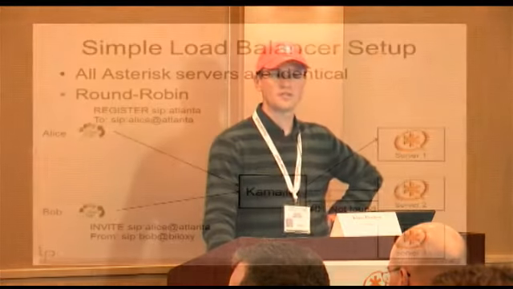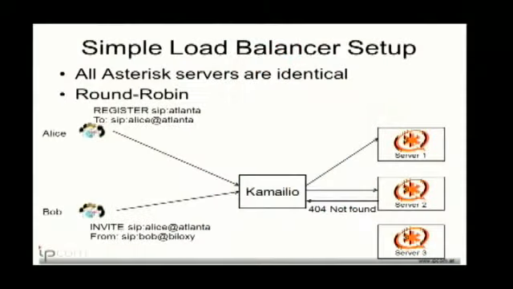So how does it now look with simple round robin? For example, a register comes in and will be forwarded to server 1. Now an invite comes in from Bob calling Alice. If we just use round robin, the next server will be used. And probably this server tells us 404 not found because Alice is not registered on this server. So you see, it might get tricky once you activate a cluster because you have to take care of many special things which can happen.